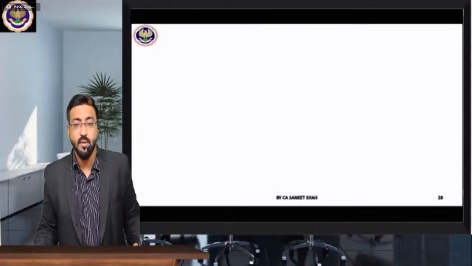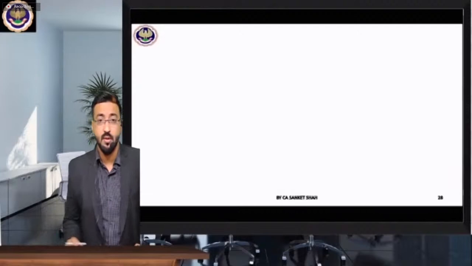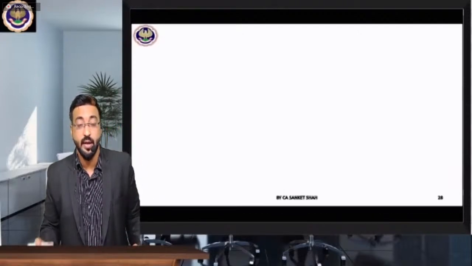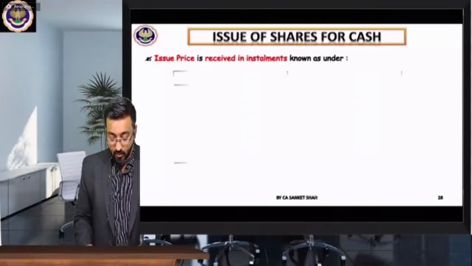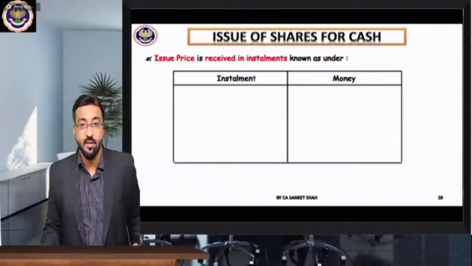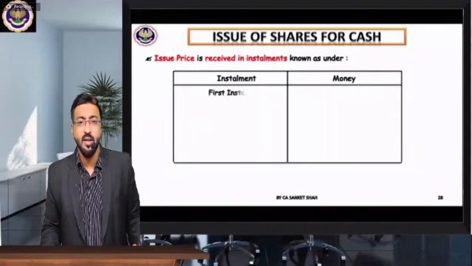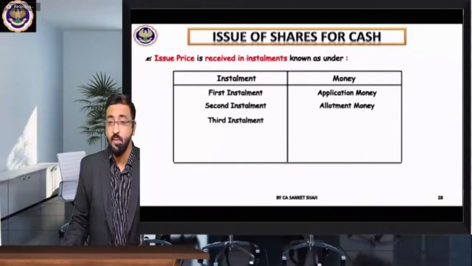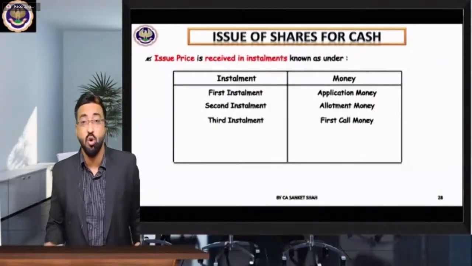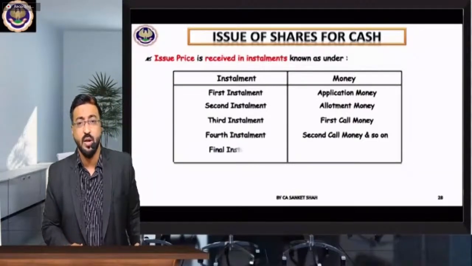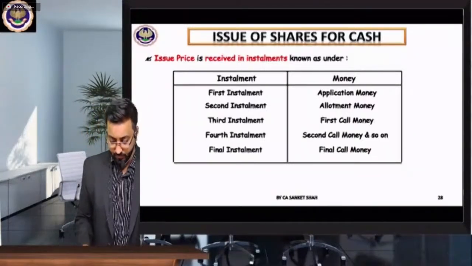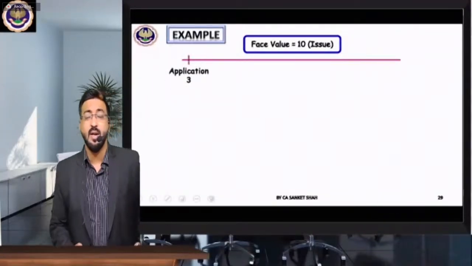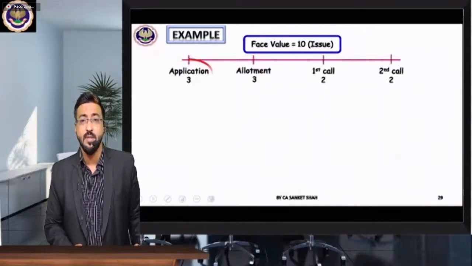If you remember, in company accounts, we have divided our amount of face value into different installments. So that issue price is basically divided into the first installment, which is called application money. The second installment is allotment money. The third installment is called first call, and so on. Fourth is second call, and the final will be final call. So beta, I have given you some examples related to application money, allotment money, first call and second call.